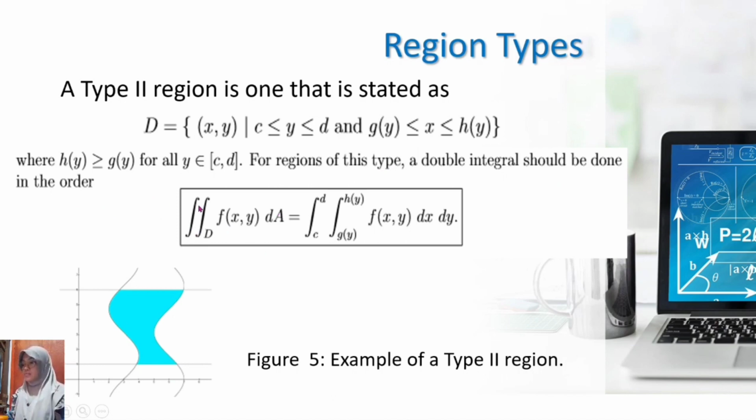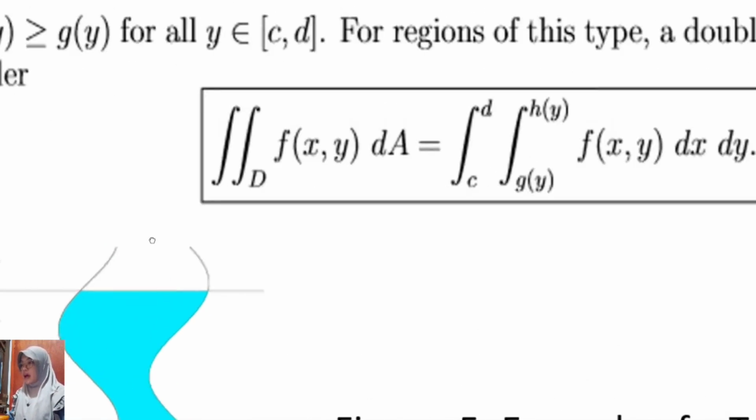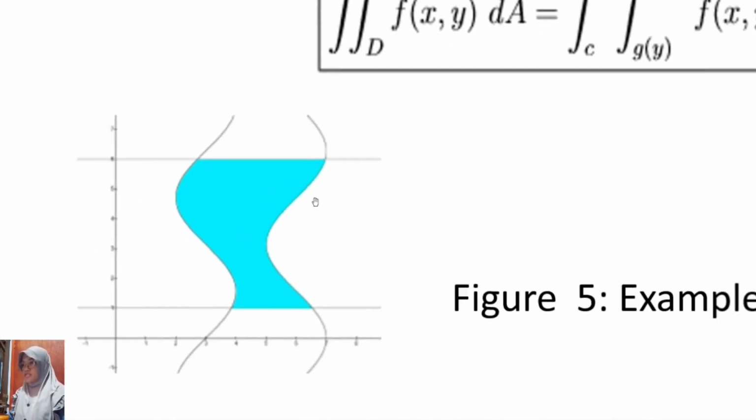So, the double integral over the region D of the function f of x and y dA is equal to the integration from c to d, and the integration of the function from g of y to h of y of the function f of x and y dx dy. So this is how the type 2 region looks like.